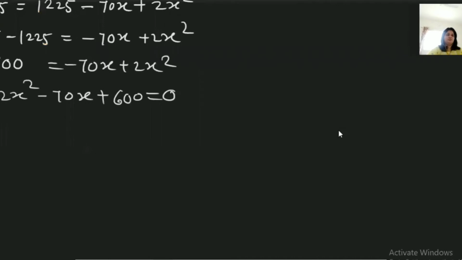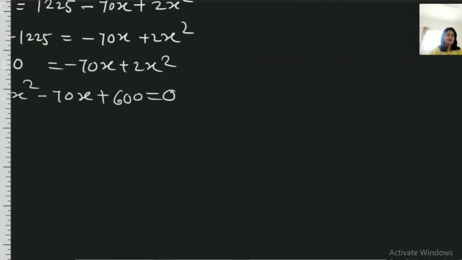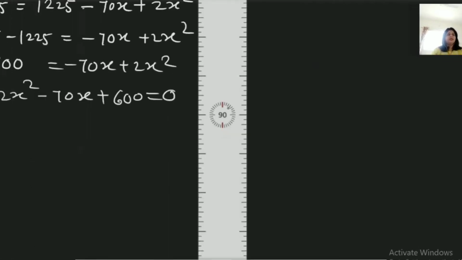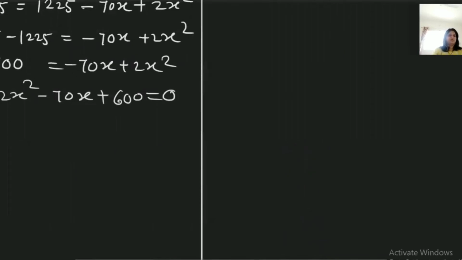Now we are on the quadratic equation. Can you find here the quadratic equation? This is the quadratic equation. And can you see any one factor which is common in this? Can it be reduced by any number? Yes, it can be reduced. It can be reduced by 2. So let's do it. We will reduce it by 2, and the equation will become x square minus 35x plus 300 equals to 0.